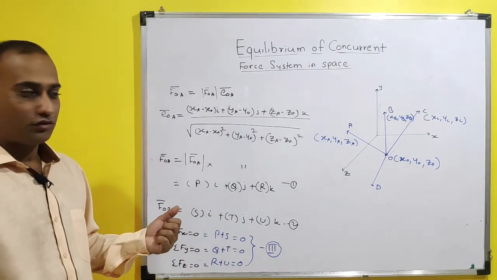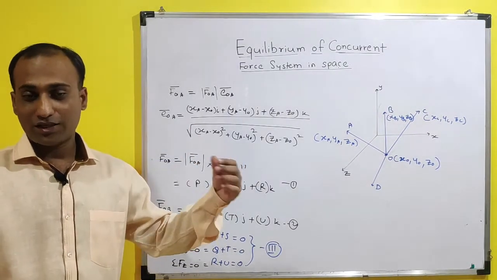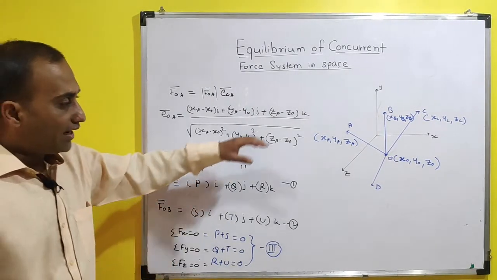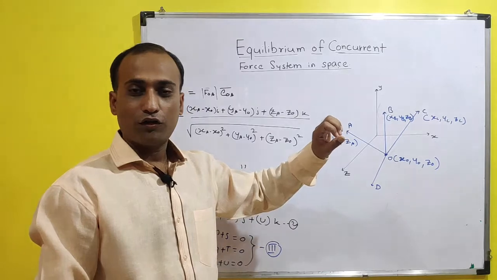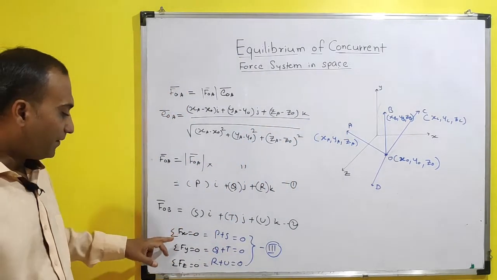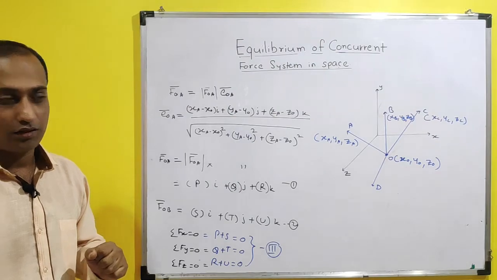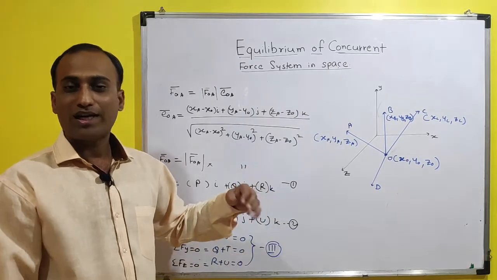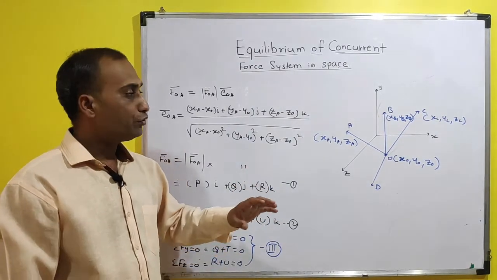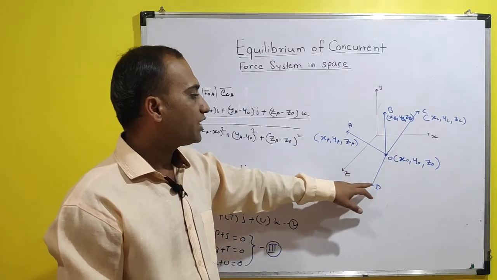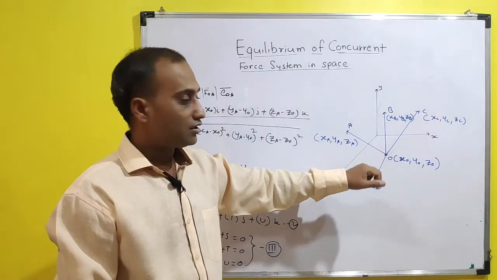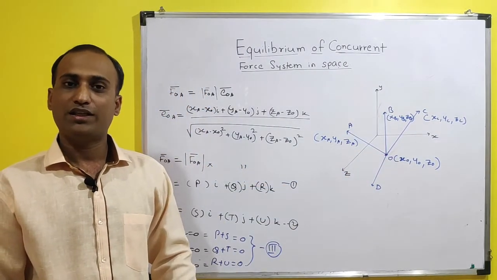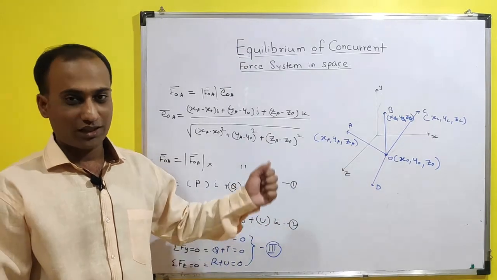So let's revise what we have done. In the space force system, equilibrium means the resultant is equal to 0. It may be either a force or a moment. But as this is a concurrent force system, only three equations can be used: summation Fx, Fy and Fz is equal to 0. So first of all, you need to find out the point of concurrence. Now, if in space you have a concurrent force system, then first of all, find out the coordinates of each of these points. Means if this is line OA, then for O and A you have to find out the coordinates by using the distances given in the system.